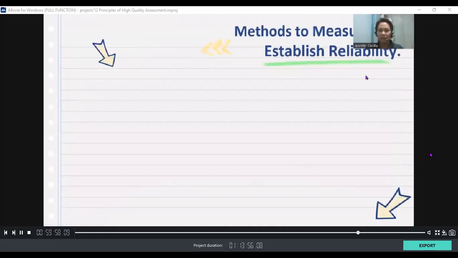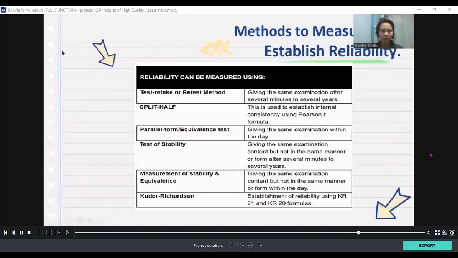So these are the methods to measure or establish reliability. We can have the test-retest method. That means giving the same examination after several minutes or several years. You bring back that same test.